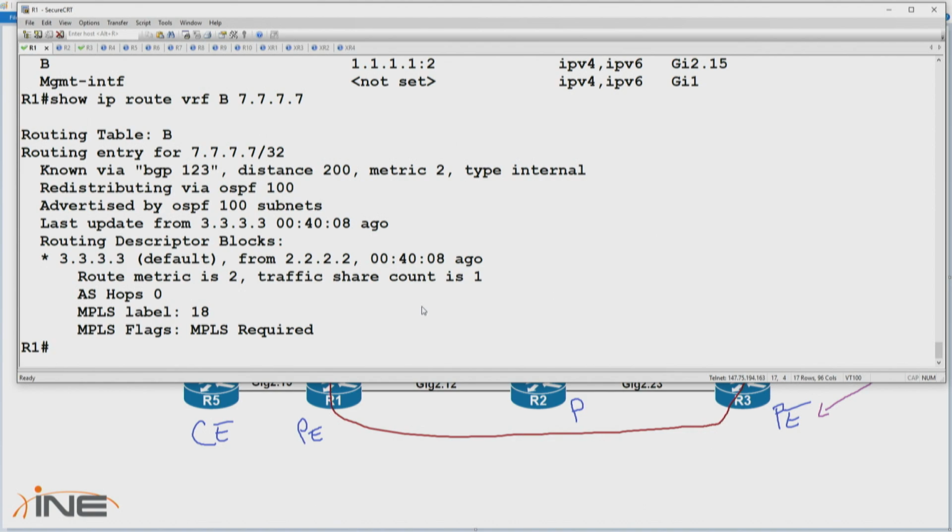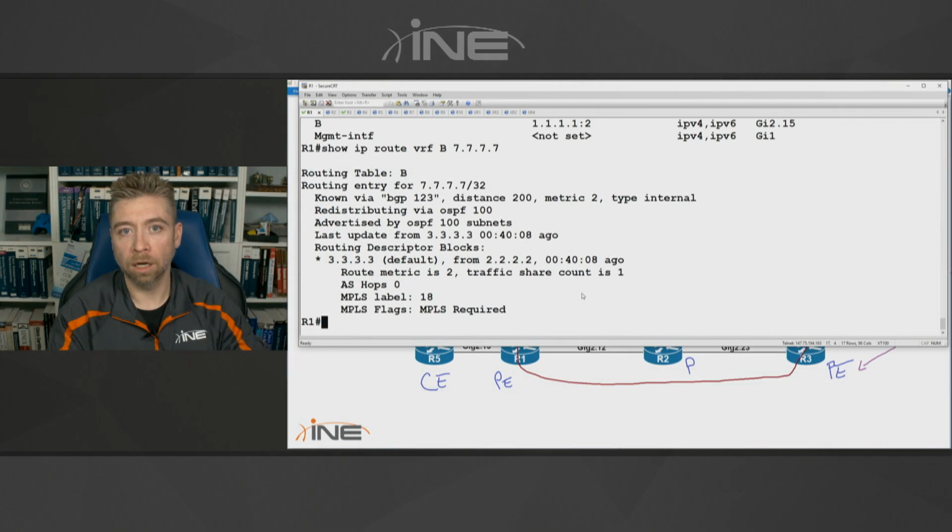What this now means is that we're going to create a label stack of two labels. What we call the transport label is going to get us towards the intermediate destination, which is 3333, and then a second VPN label that's talking about the final destination, which is 7777.